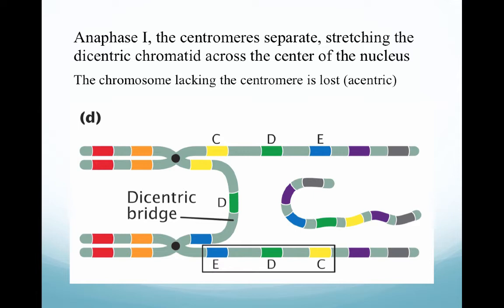So again, here we see the centromeres trying to separate during anaphase 1, stretching the dicentric chromatid across the center of the nucleus, and then the chromosome that lacks the centromere is going to be lost, or acentric.